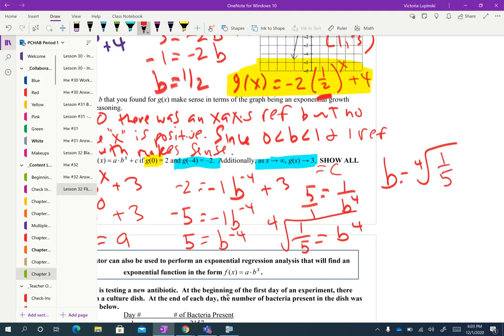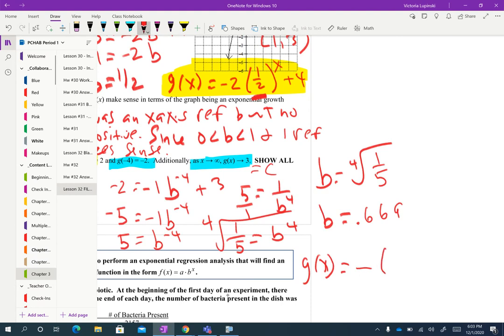You could leave it like that if you wanted to, or if you're going to put it in your calculator, you're always going to round to 3 decimal places, which would be 0.669. Which means that ultimately your final answer would be g of x equals negative 0.669 to the x plus 3.